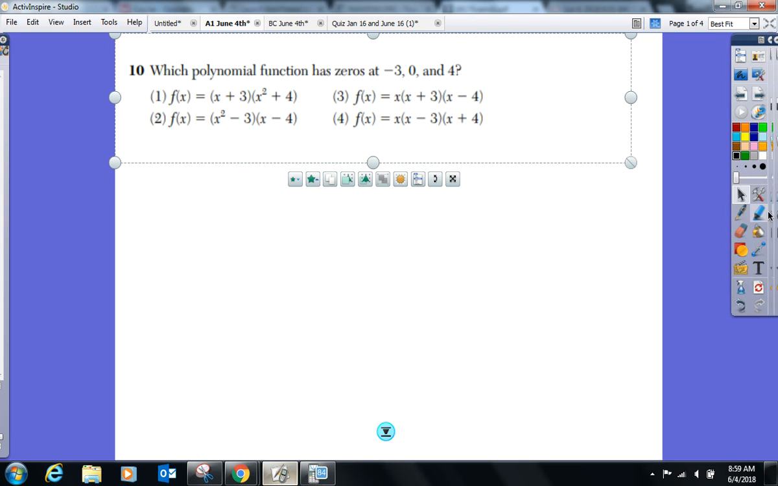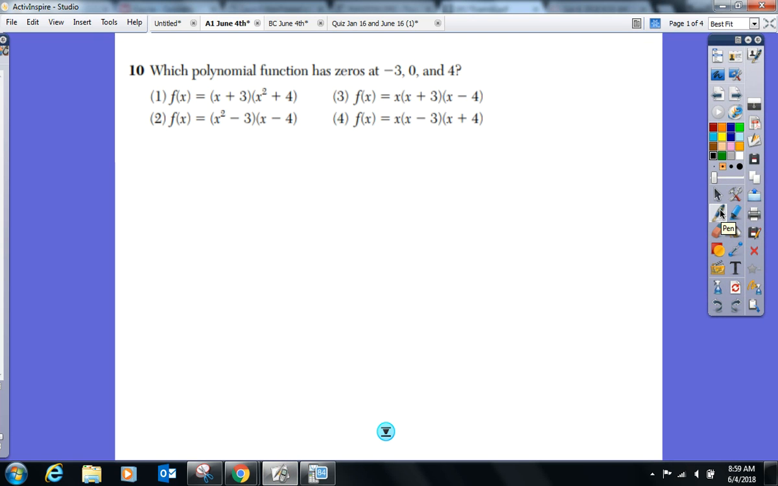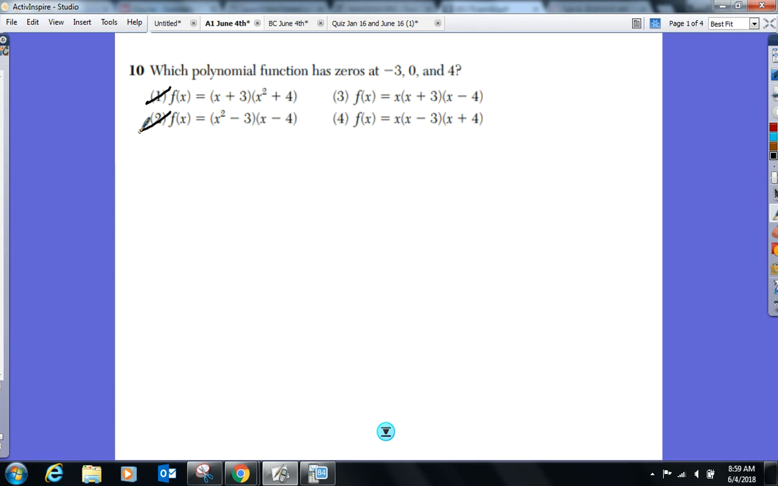Okay, number 10 from the Regents exam I gave you guys on Friday on your way out. Which one has zeros at -3, 0, and 4? All right, so I should have 3 answers here, right? Well, I think I can get rid of 1 and 2, because if I'm going to have 3 answers, I should have 3 factors. Here I only have 2 factors.